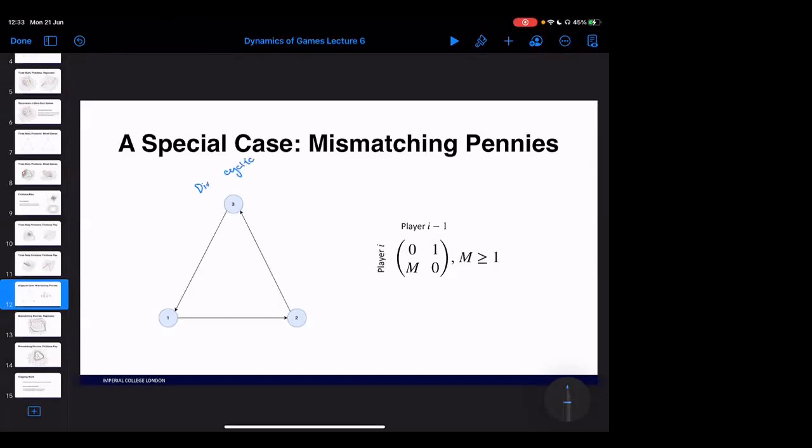In which each agent is going to respond to the behavior of the previous agent. So 1 is going to respond to the behavior of 3, 2 is going to respond to the behavior of 1, etc. Right? And in particular, what the payoff matrix is telling us is that each agent wants to choose a different action to the previous agent, right?